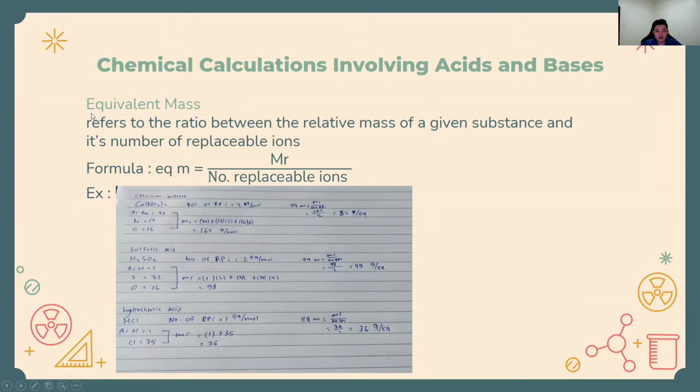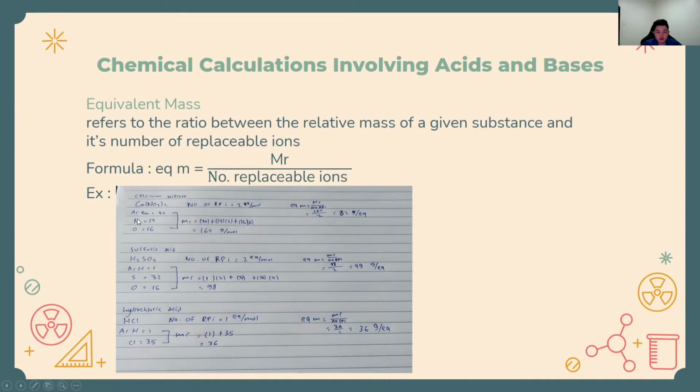Now we are going to the second one, equivalent mass. It refers to the ratio between the relative mass of the given substance and its number of replaceable ions. The formula used here is equivalent mass equals Mr per number of replaceable ions. For example, calcium nitrate, Ca(NO3)2. The number of replaceable ions is 2 eq per mole.